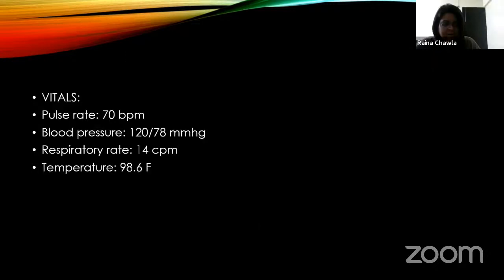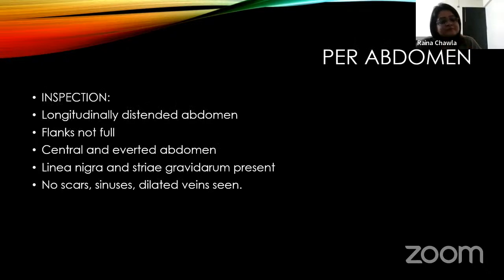Okay. Vitals: pulse rate 70 beats per minute, blood pressure 120/78 millimeters of mercury, respiratory rate 14 cycles per minute, temperature 98.6 degrees Fahrenheit. Per abdomen inspection: longitudinally distended abdomen, flanks are not full, central and everted umbilicus, linea nigra and striae gravidarum are present. There are no scars, sinuses, or dilated veins seen.